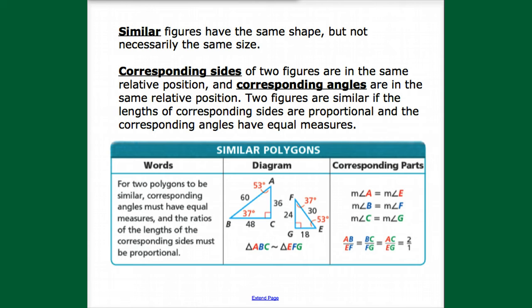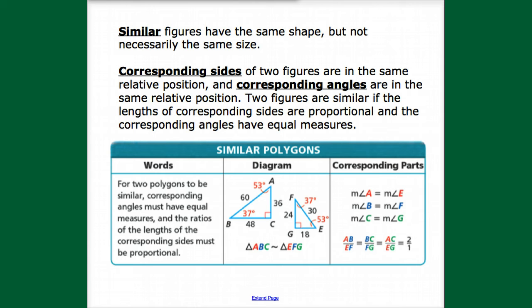Corresponding angles are also in the same general position. The two figures are similar if the lengths of the corresponding sides are proportional and the corresponding angles have equal measures, or they're congruent. So the angles have to be exactly the same and the sides just have to be in proportion.